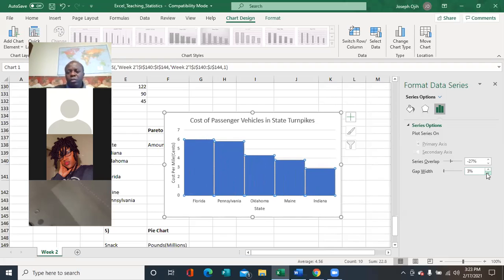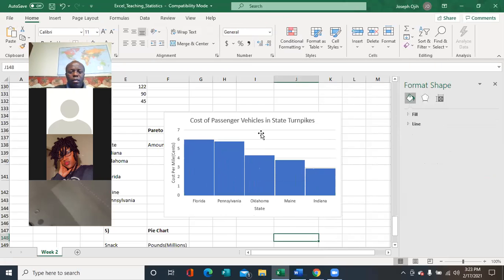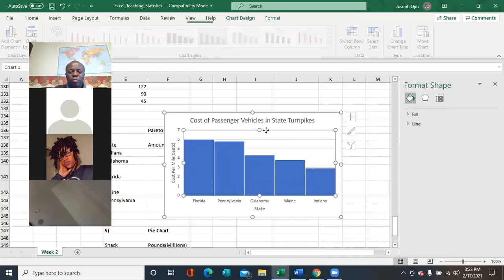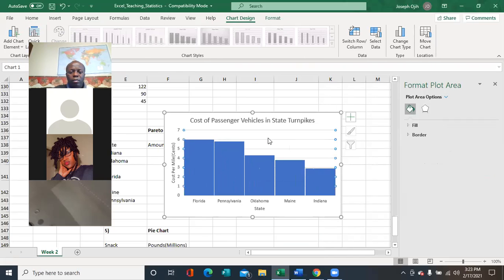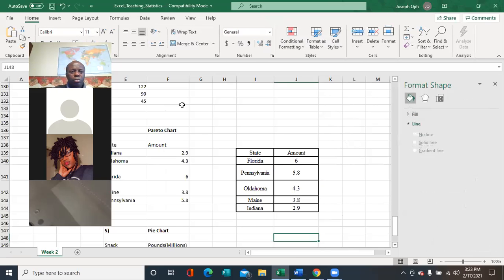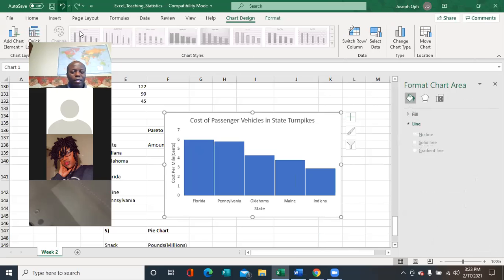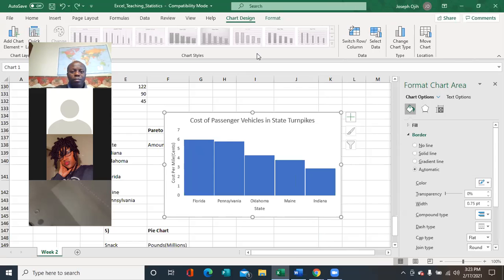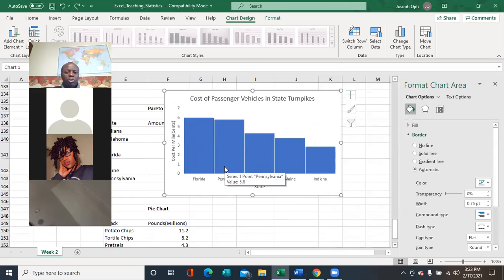Don't close it completely so that you can still have the line of demarcation. Okay. Now this grid line, you can remove it. When you click on it, they'll come out, and then you delete the grid lines. Oh, excuse me, I deleted everything. Now, so this is the Pareto chart.